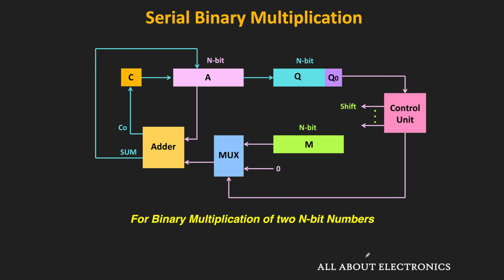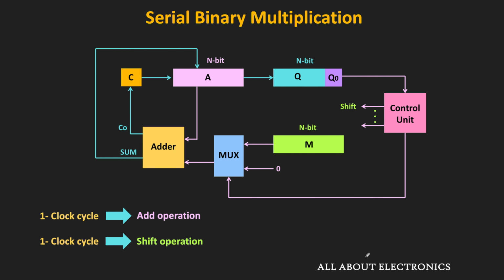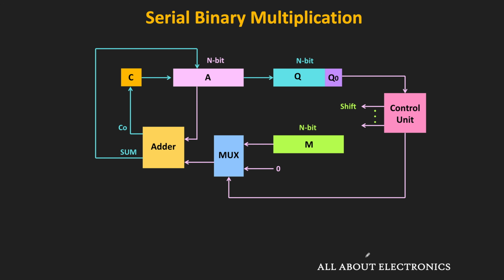Or in general, for multiplying two n-bit numbers, we require n arithmetic operations as well as n shift operations. Typically, one arithmetic operation requires one clock cycle, and similarly one clock cycle is required for a shift operation. So for example, if we are multiplying two 32-bit numbers, we require 32 clock cycles for the arithmetic operations and 32 clock cycles for the shift operations. In general, we require 64 clock cycles.